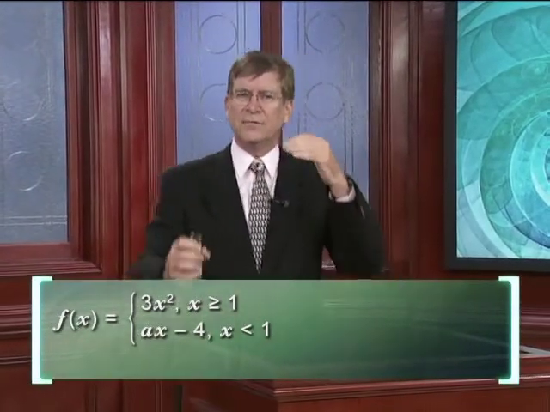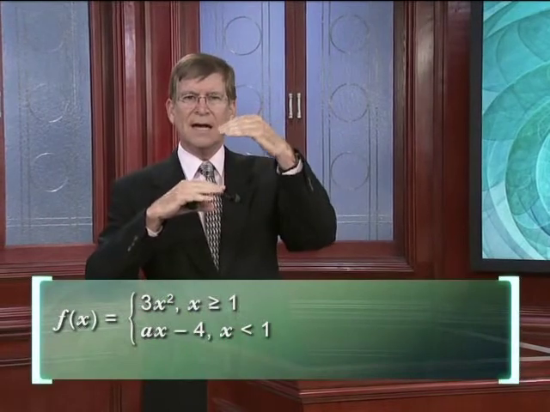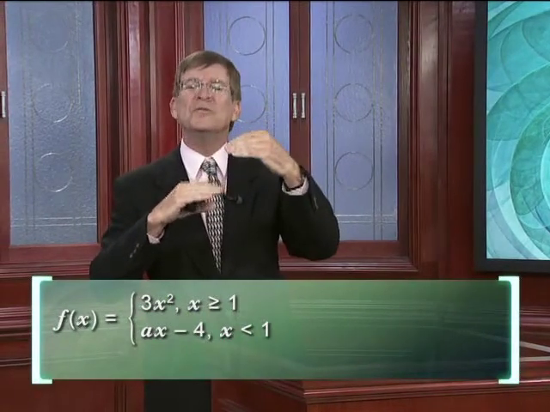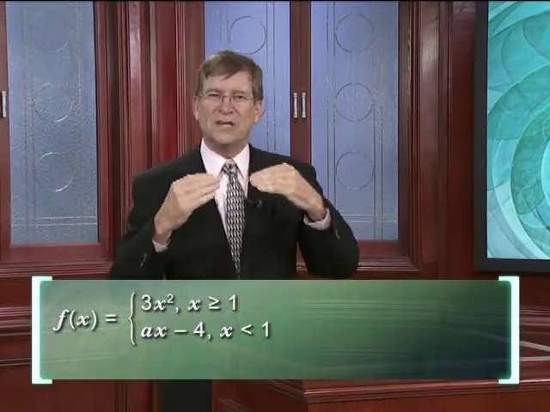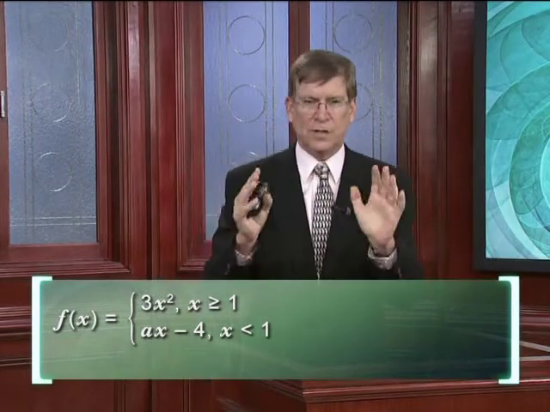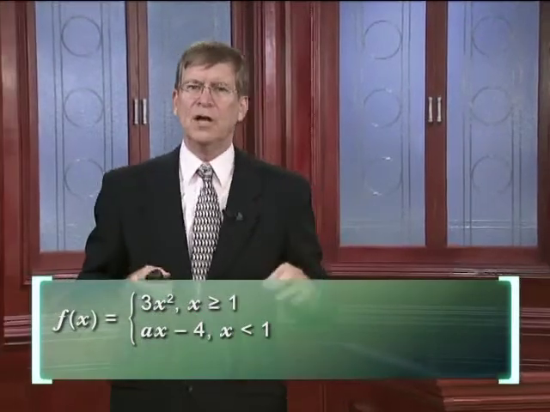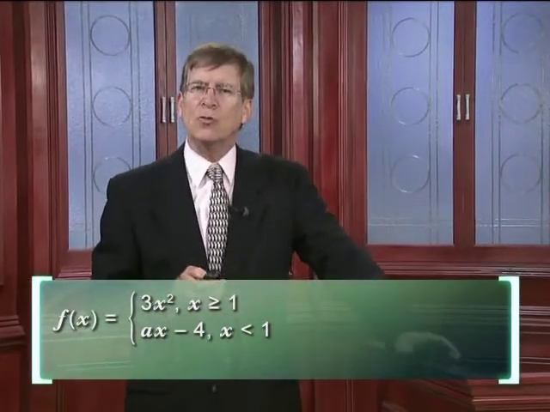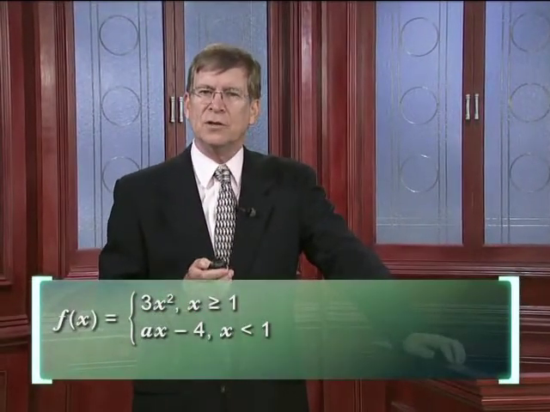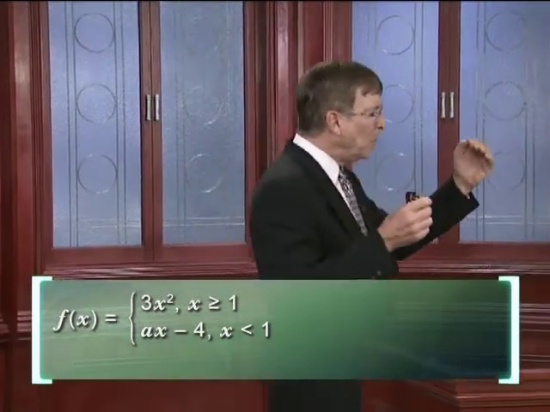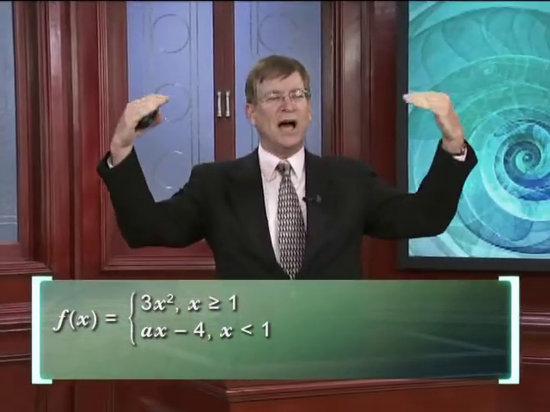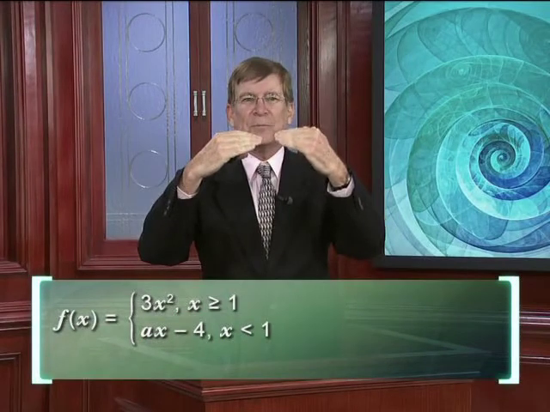So basically, this function has two pieces, and I want to glue those pieces together so that it's continuous at 1. That's the only problem child here, what happens at 1. Everything else is in good shape. So what should a be in order to make this a continuous function? Well, what you want to do is you want the limits from both sides to be the same, don't you?